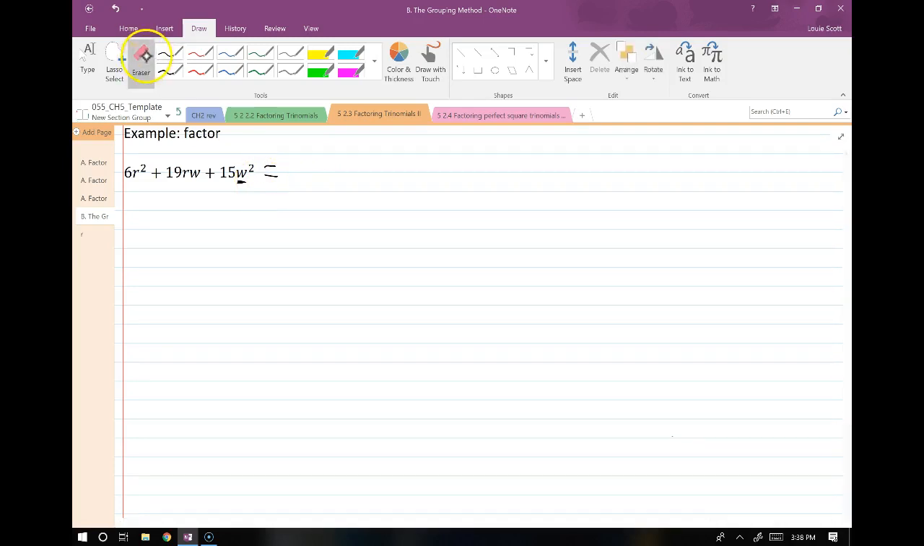Actually, that's just going to confuse things. I'm not going to write that out. Okay, so let's go about factoring by grouping.